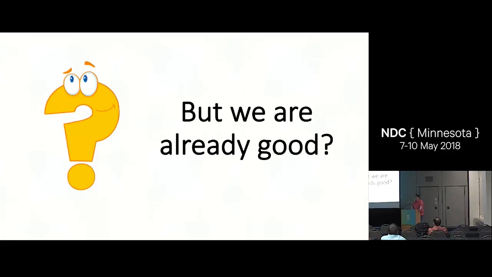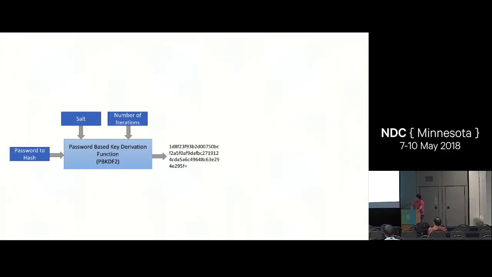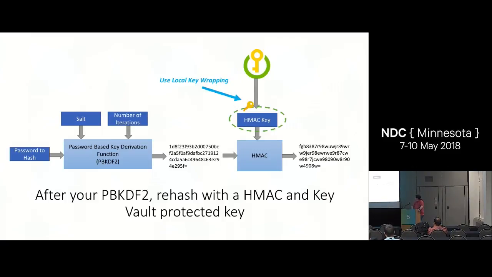So we're good, yeah? That's a good way of protecting passwords. But what we can do is go one little step further and add just a little bit extra to a password-based key derivation function using Key Vault, just to give us a bit of extra security. So this is what we've just looked at. But what we can do now is we can say that once we've hashed that password, we can then generate a hash message authentication code of that hashed password.